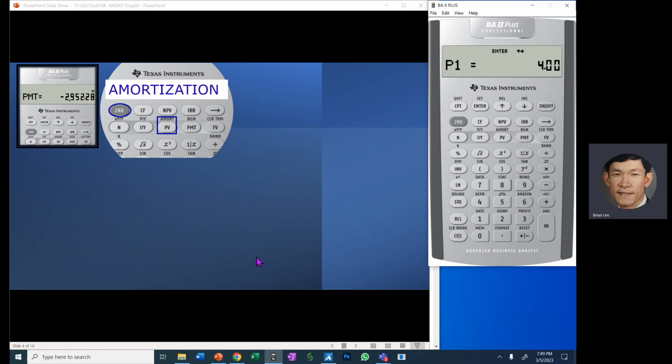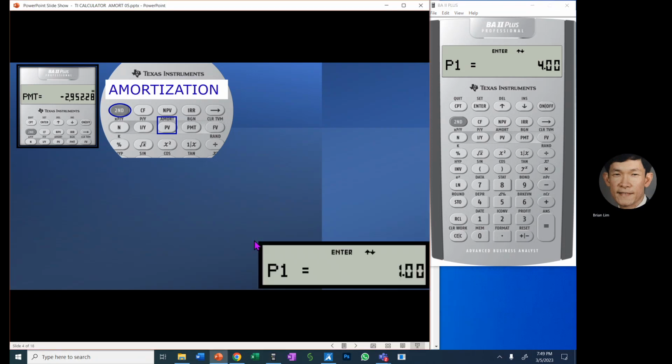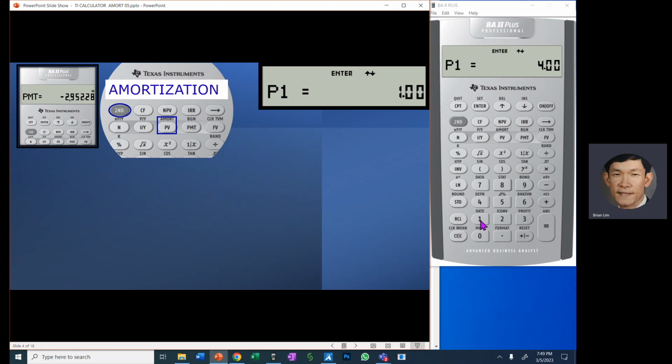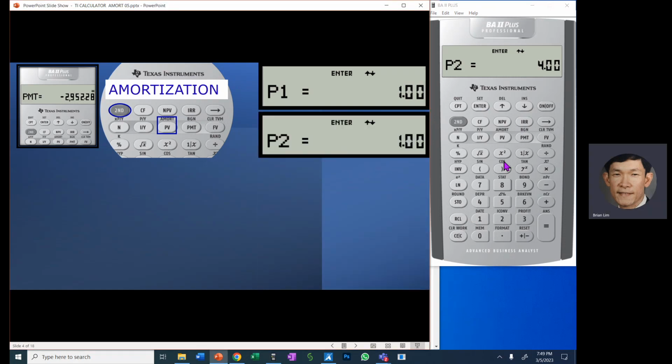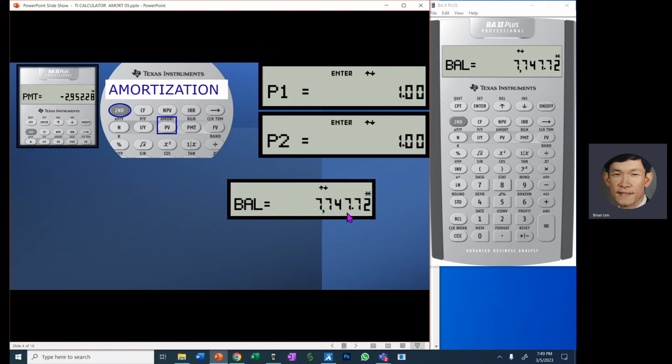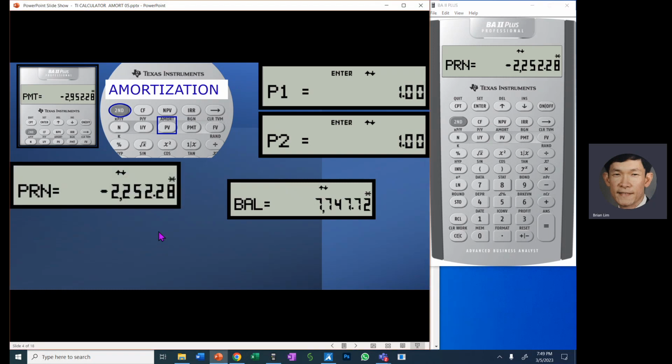Now we have to enter values for P1. It's the first payment, so 1 goes in there for P1. And then for P2, we also enter 1. All right, that is how we get the amount for the principal repaid and the interest for payment number 1. And then we go, there is the balance. The balance shows up and it is $7,747.72 after the first payment. All right, now the amount of principal repaid is that amount that is showing there, $2,252.28.